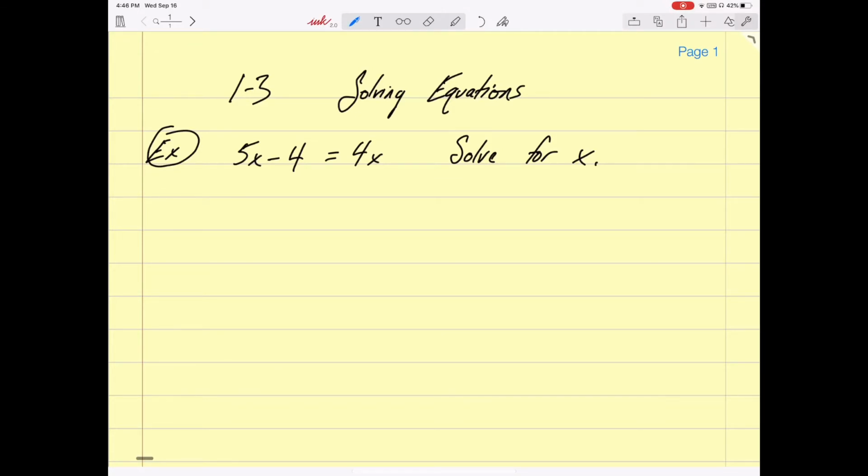So for this example, though, I would take this 4x and I would subtract it from both sides. And the reason I would do that is that 5 minus 4 is 1. So this is really just going to be x. And then this would be minus 4 because I didn't do anything to the minus 4. And then 4x minus 4x is 0. So now I just have a one-step equation. So add this 4 to both sides, and you have x equals 4.